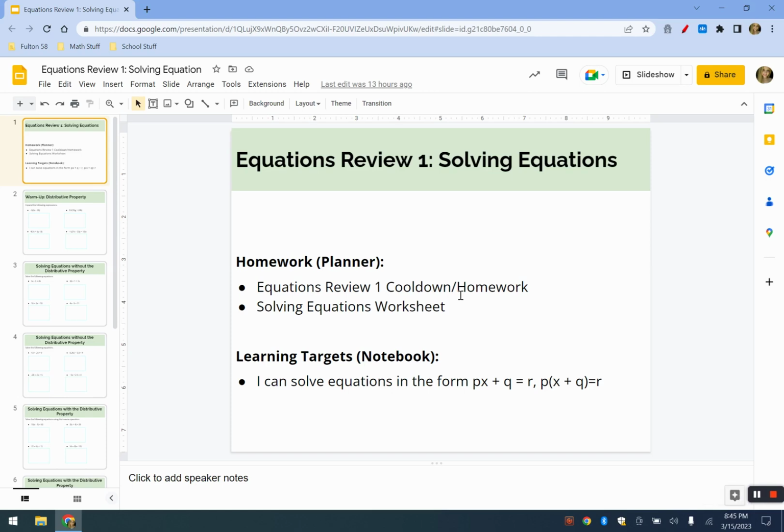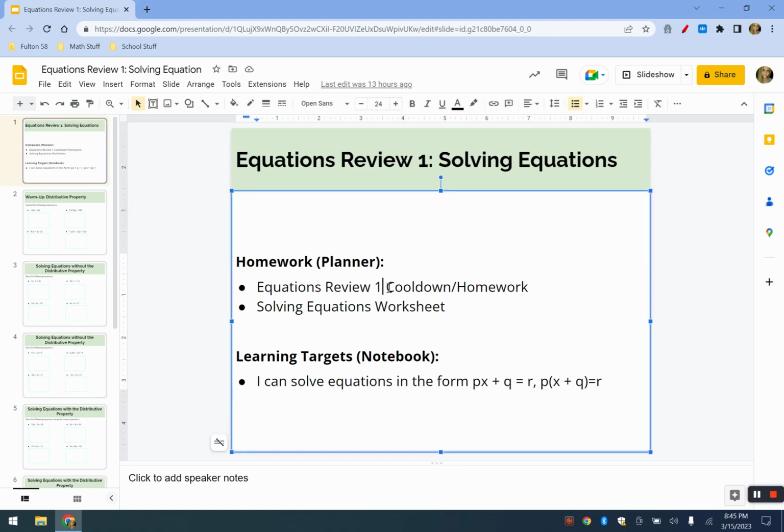So today we are starting our equations review for our test next Wednesday. Today all we are doing is reviewing how to solve equations. Your homework has two different things. First is the cool down / homework, equations review 1, just like we always do. And then the second is the solving equations worksheet. Miss Buckwalter should have these. Just ask her for one when you are done with the lesson, along with your synthesis.